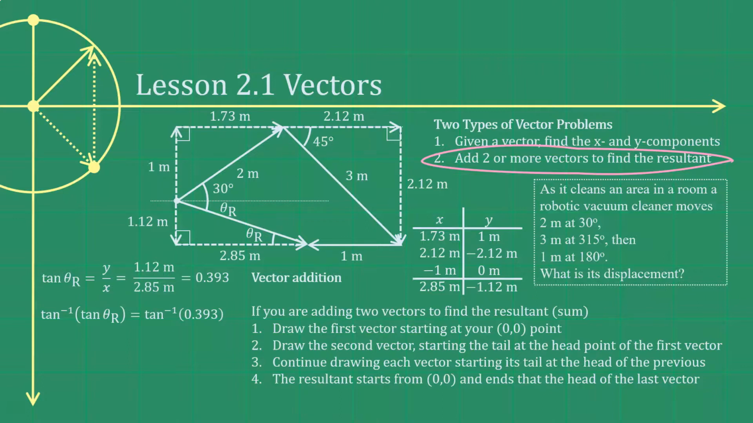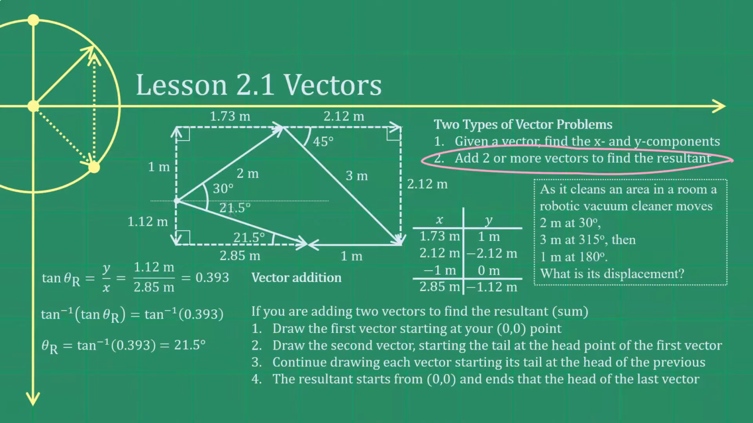And then on the right side, I have the inverse tangent of 0.393, and that's a function that I can plug into a calculator. And when I do that, I find that theta of the resultant is the inverse tangent of 0.393 or 21.5 degrees. So I can go ahead and replace theta r in my drawing with 21.5 degrees.